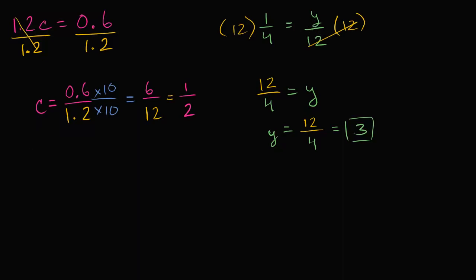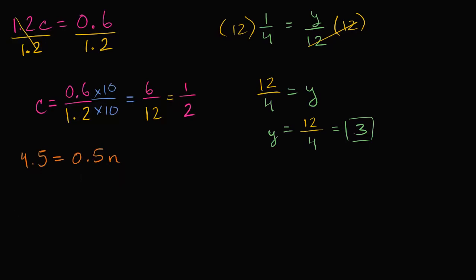Let's do another one. 4.5 is equal to 0.5n. So like always, I have my n already on the right-hand side, but it's being multiplied by 0.5. It would be great if it was just an n. So what can I do?